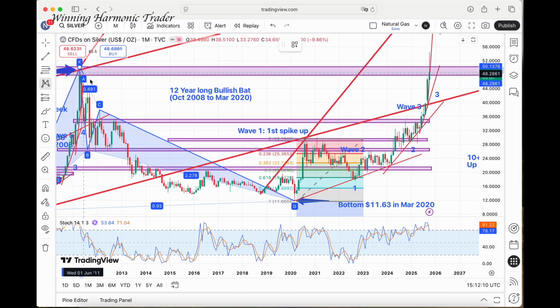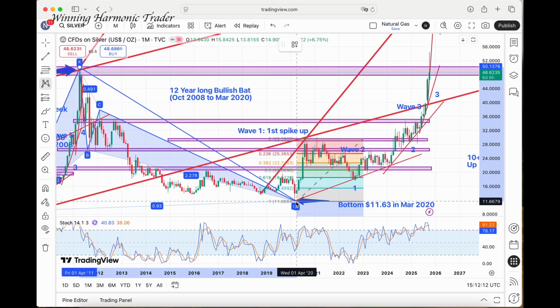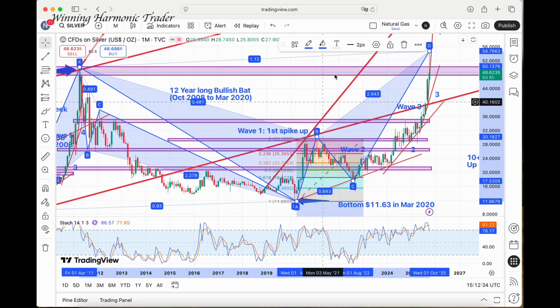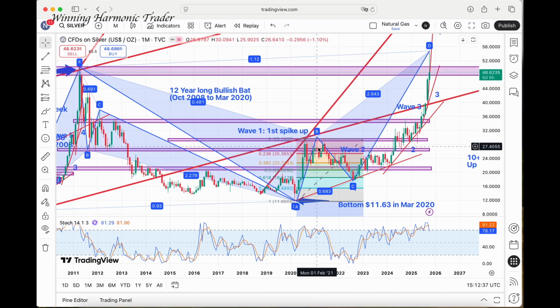When we look at silver, we have this X, A, B, C, D bearish butterfly. So from a bearish butterfly perspective, the target is B, right? So the target is $30.09, right? So that is the B point target. So silver could fall up to the B point.